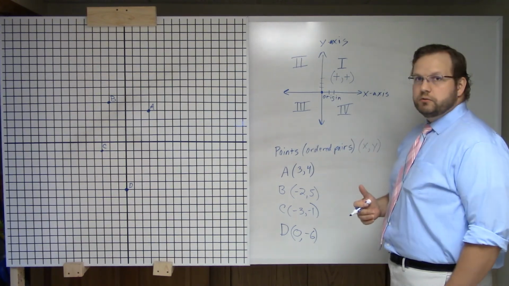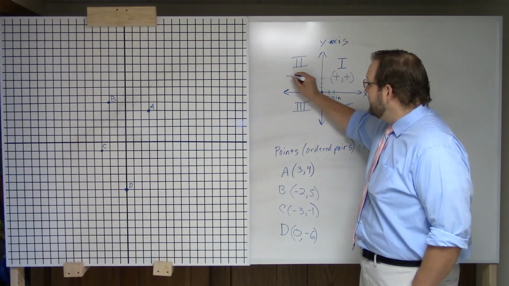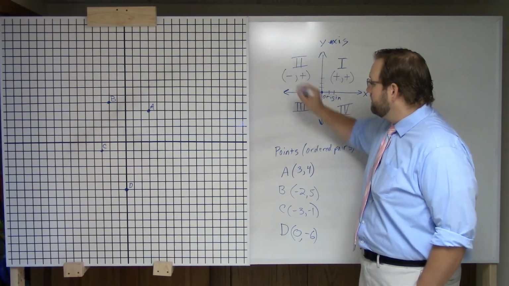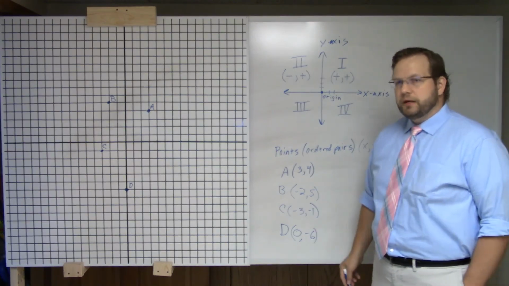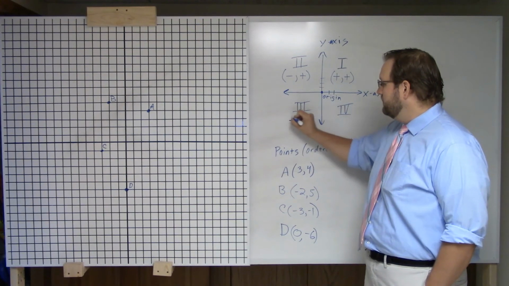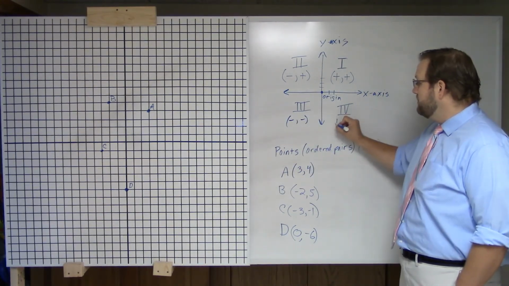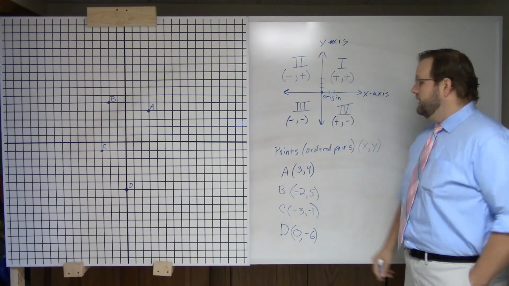How about quadrant 2? Quadrant 2 would be left and up. So that's a negative and a positive. How about quadrant 3? I have to go left and down. So that would be a negative and a negative. And then quadrant 4, I would go right and down. So that's going to be positive and negative.